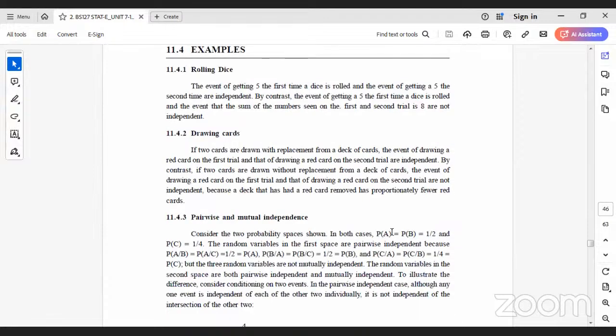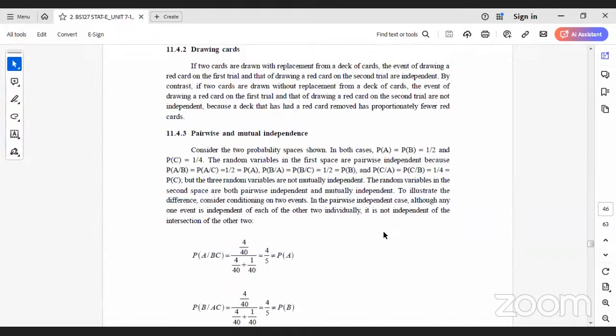Drawing cards. If two cards are drawn with replacement from a deck of cards, drawing a red card on the first trial and drawing a red card on the second trial are independent. By contrast, if two cards are drawn without replacement, the event of drawing a red card on the first trial and drawing a red card on the second trial are not independent, because a deck that has had a red card removed has proportionately fewer red cards. So therefore, pairwise and mutual independence.